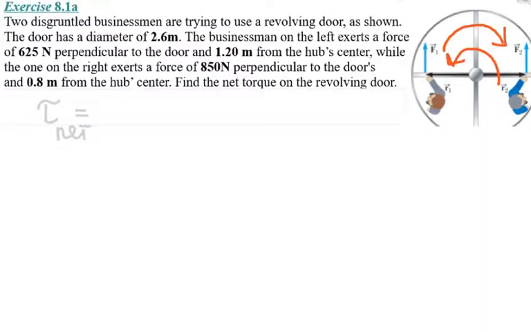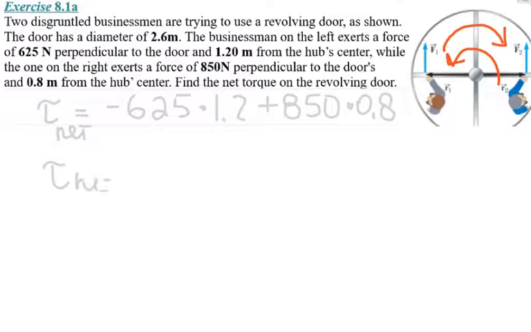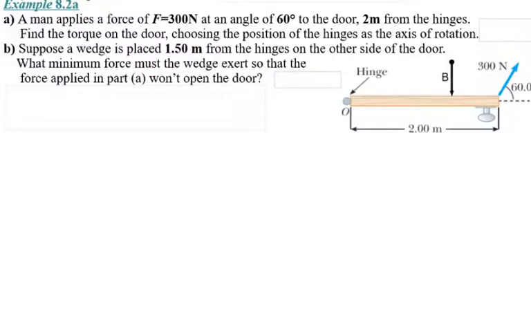So the man on the left is applying the force of 625, so it's negative 625, and the distance that he's applying force is 1.2 meters away. And the man on the right is applying 850 newtons, and the distance that he is applying at is 0.8. So the net torque is equal to negative 70, so negative 70 newtons times meters. So here's the next question.